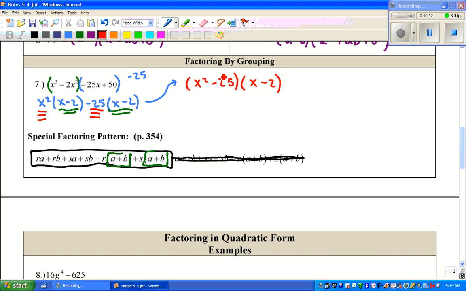Now this one you should recognize is the difference of two squares. So if you wanted to factor this one, you could go x plus 5, and you could go x minus 5. Then you're going to bring down that x minus 2, and we have now factored by grouping. Okay.